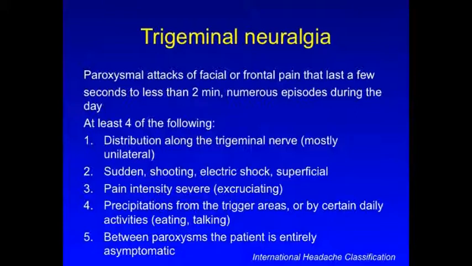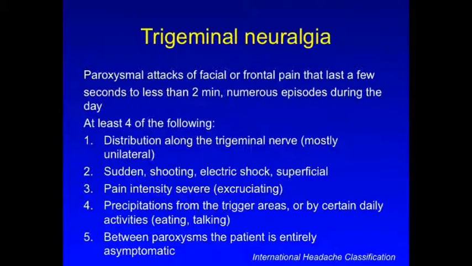Trigeminal neuralgia is basically defined as paroxysmal attacks of facial pain that can last from seconds to less than 2 minutes, usually a few seconds. Patients can have several episodes per day. You need to have at least 4 of the following criteria. One is that it has to be distributed along the trigeminal nerve, and it's usually unilateral. This is classic. It's usually sudden, shooting, electric shock-like pain, and it's severe in intensity.